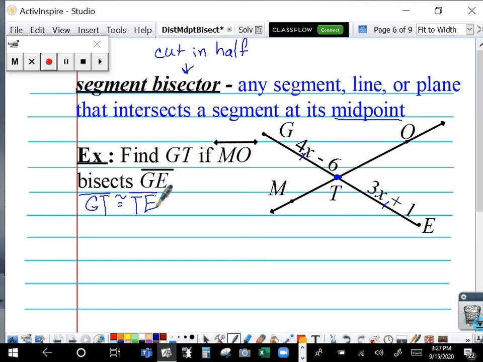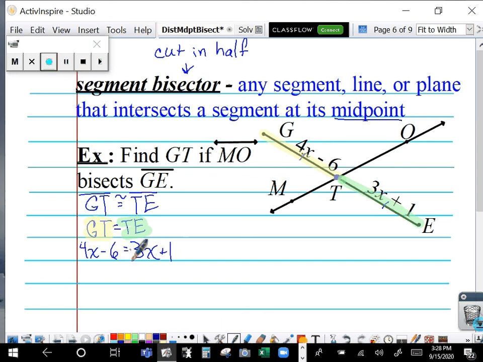You set two halves of the segment equal to one another. Well, we've got those two halves of the segment congruent, so now we can say that the lengths of those two segments are equal. So once again, take a look at that diagram. We have segment GT and we have segment TE, and we have those two segments equal to one another. So now we can take the expressions that represent those segments. GT is 4x minus 6 and TE is 3x plus 1, and we can set those equal to one another. And then we can just solve for x.